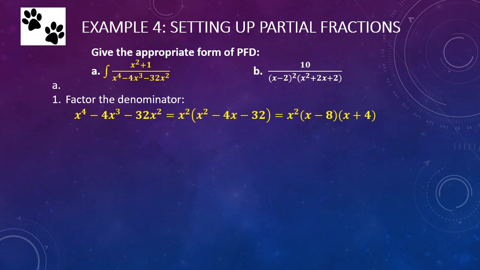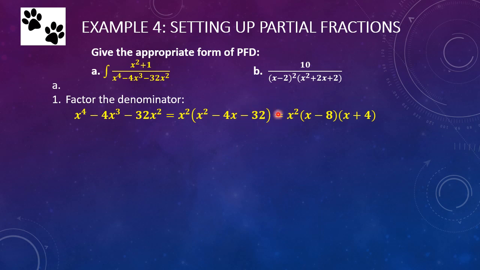So let's look at part A. The first part is to factor the denominator. We can see that there's an x squared in each of the terms, and that leaves us with x squared times x squared minus 4x minus 32.